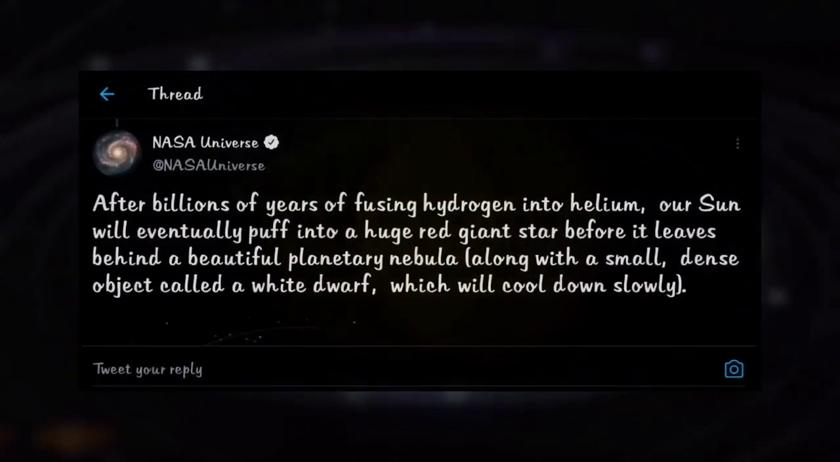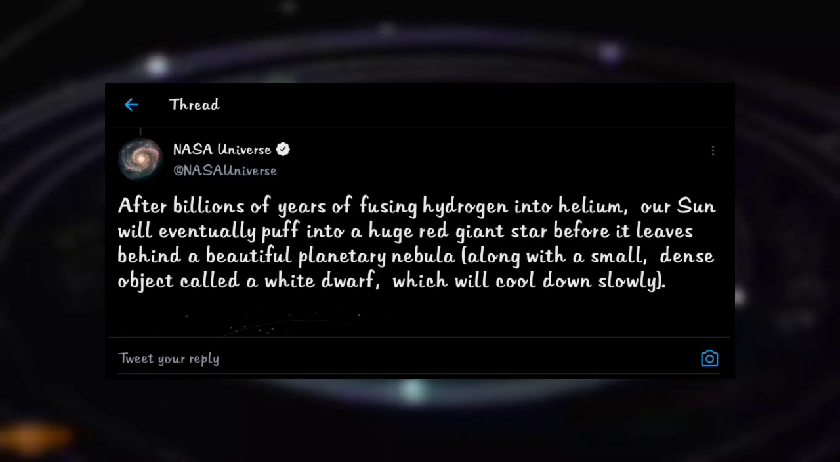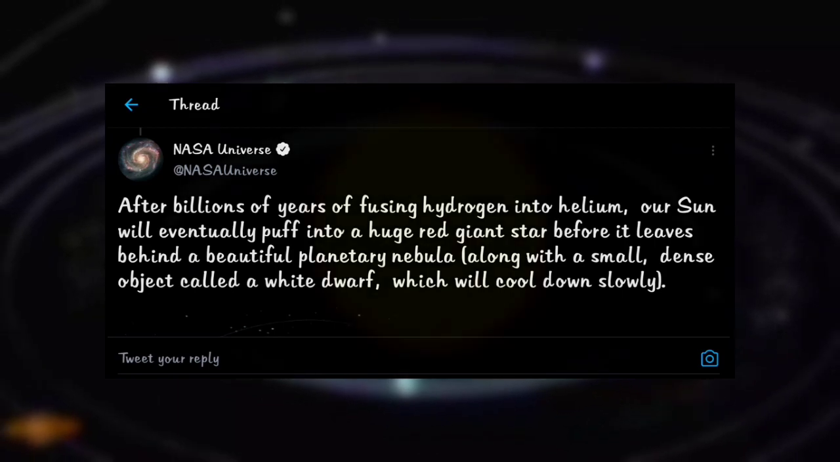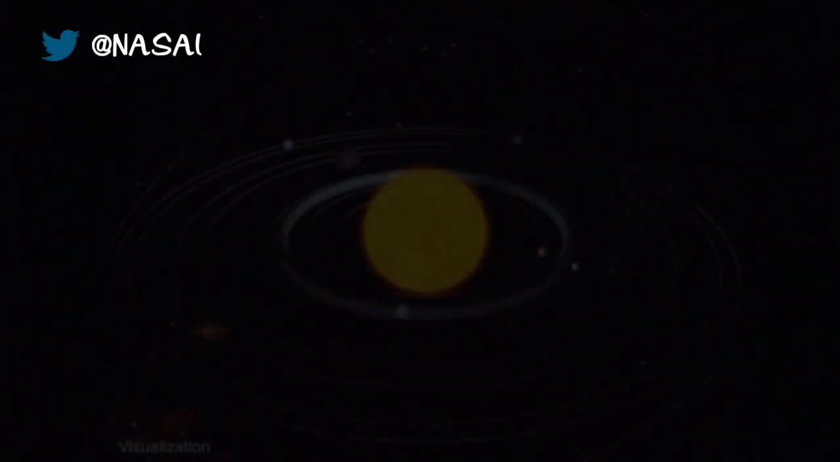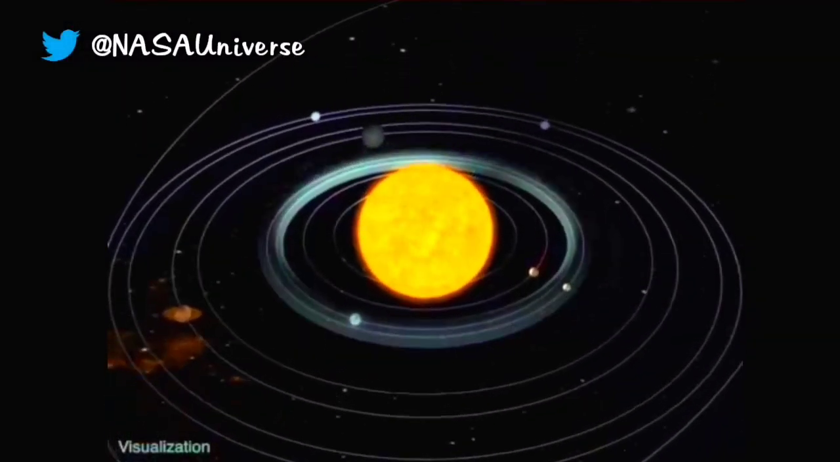After billions of years of fusing hydrogen into helium, our Sun will eventually puff into a huge red giant star, before it leaves behind a beautiful planetary nebula, along with a small, dense object called a white dwarf, which will cool down slowly.